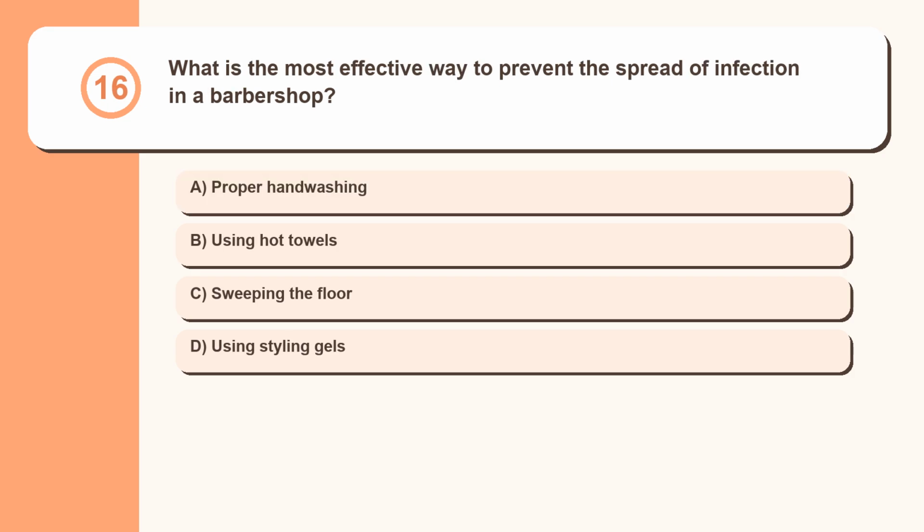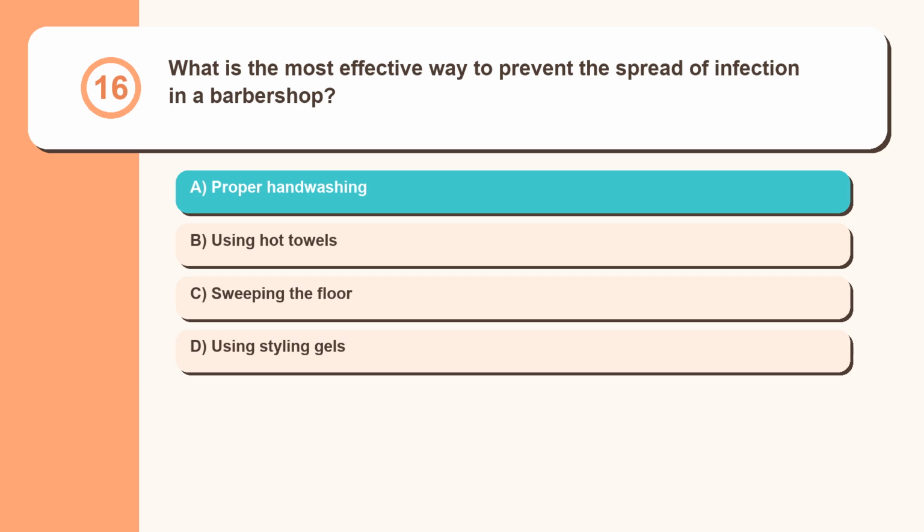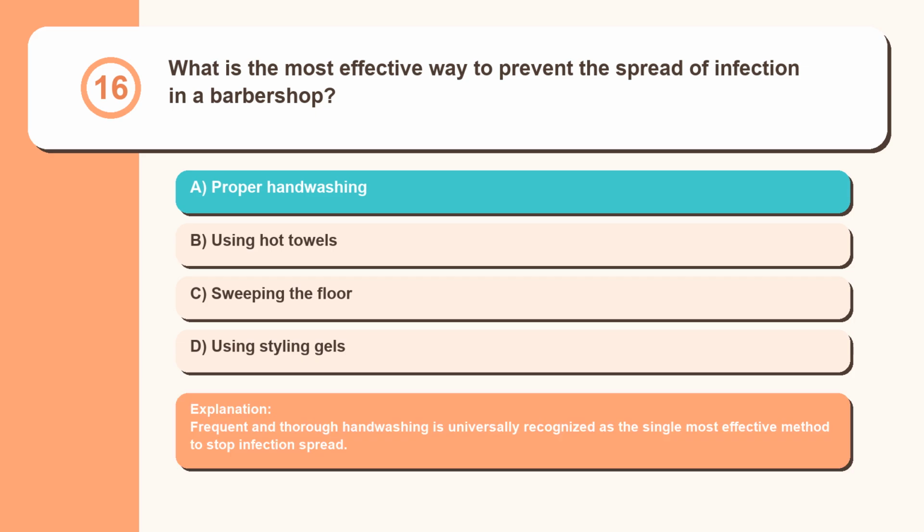Question 16. What is the most effective way to prevent the spread of infection in a barbershop? Proper hand washing, using hot towels, sweeping the floor, using styling gels. Frequent and thorough hand washing is universally recognized as the single most effective method to stop infection spread.